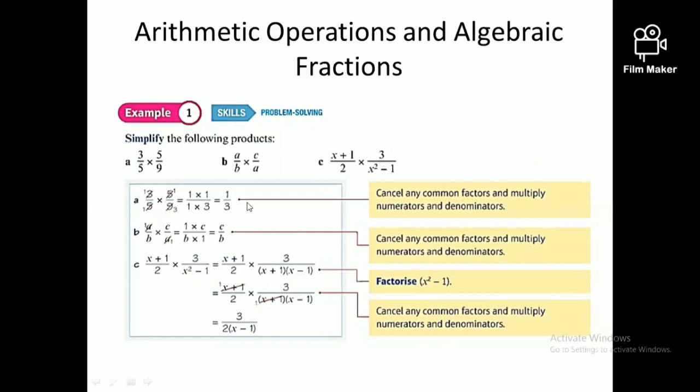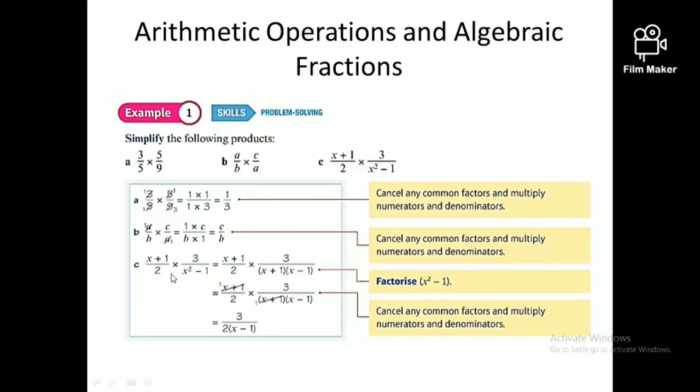Right. Similarly, if you multiply a over b by c over a, you can cancel this a with a. The answer is 1 and 1. 1 times c is c, b times 1 is b. So your answer is c over b.